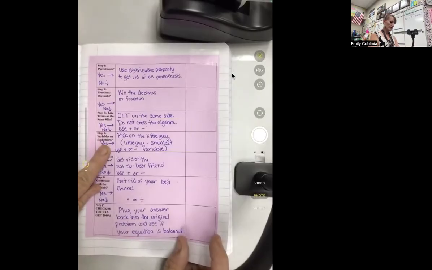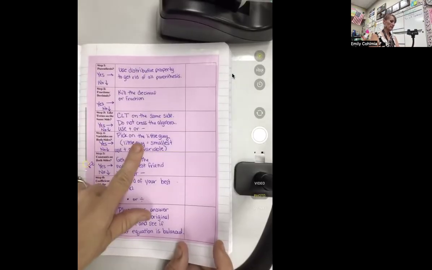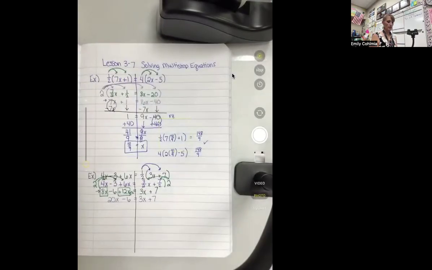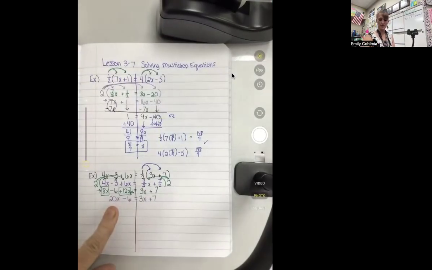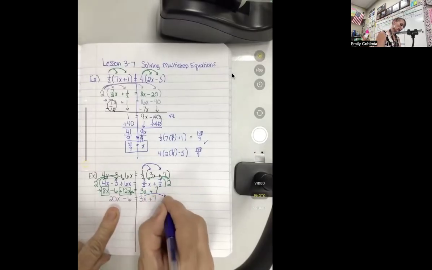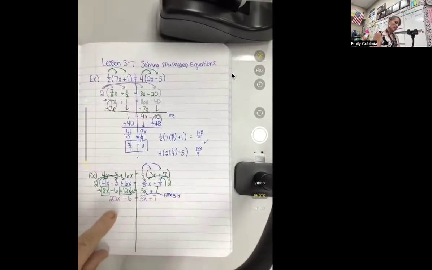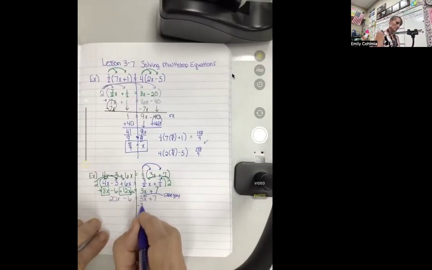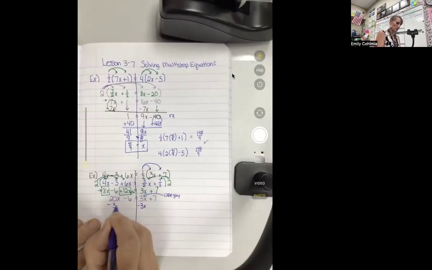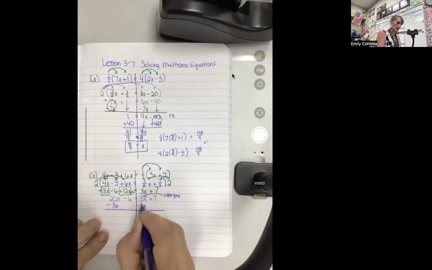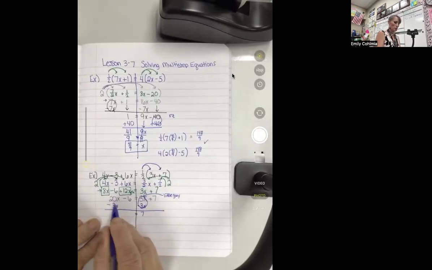So next step, do we have variables on both sides? Yes, we do. So we're going to pick on the little guy. The little guy is the smallest variable. So we have a 20 and a 3. So our little guy is going to be the 3x. So this is the little guy. So to get rid of him, we're going to subtract 3x. Whatever I do to one side, I have to do to the other side. That's my big 0 because it went away. The 7 just comes down. And now I have 20 minus 3, which is 17x. And I'm going to bring down my -6.